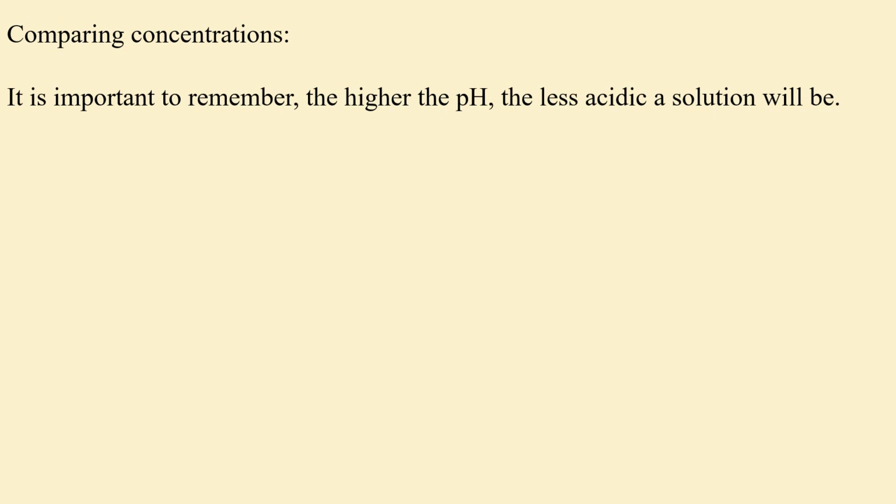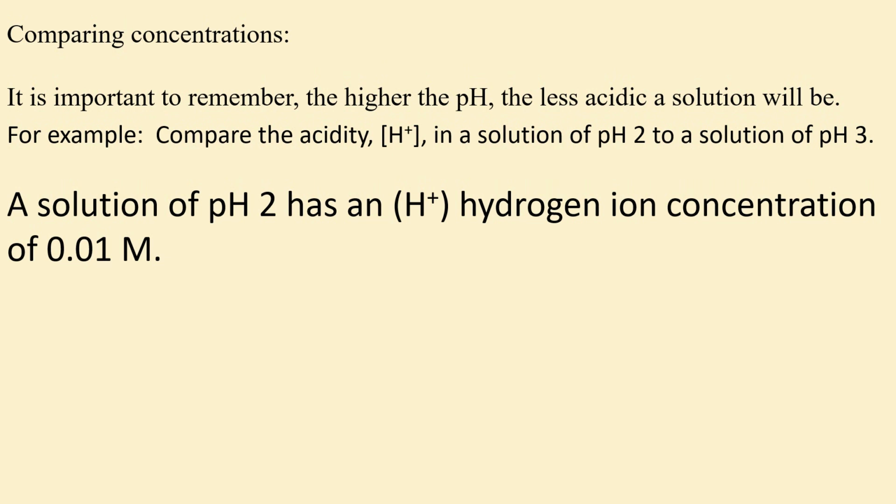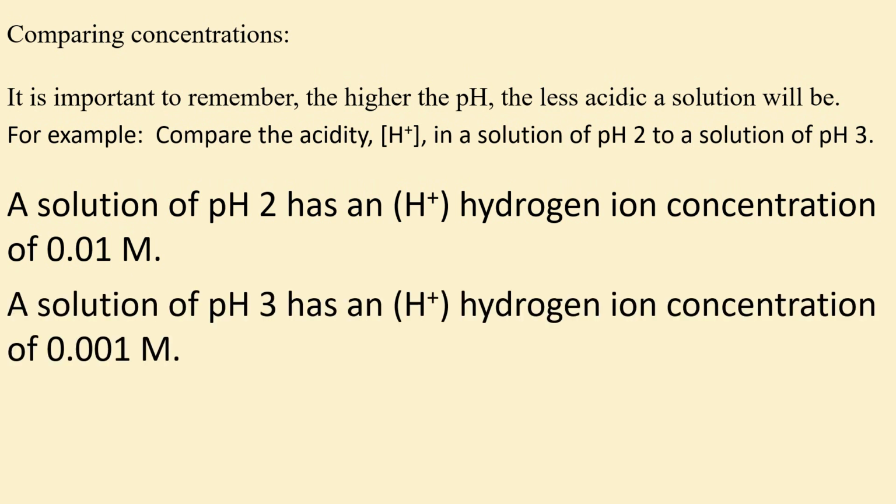Comparing concentrations. It is important to remember the higher the pH value, the less acidic a solution will be. For example, compare the acidity, the H plus concentration, in a solution of pH 2 to a solution of pH 3. A solution of pH 2 has an H plus or hydrogen ion concentration of 0.01 molar. A solution of pH 3 has an H plus or hydrogen ion concentration of 0.001 molar.